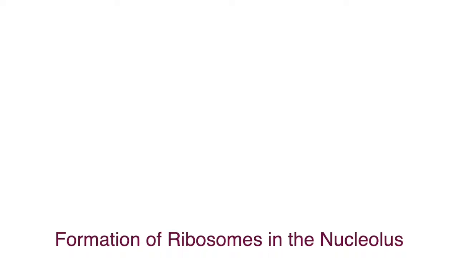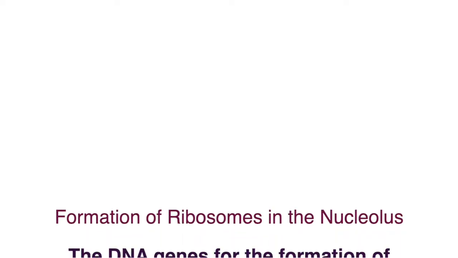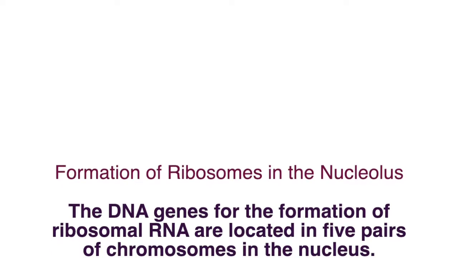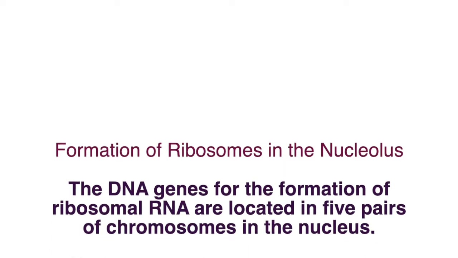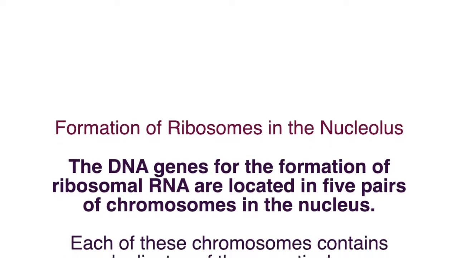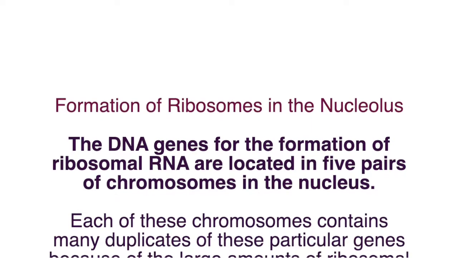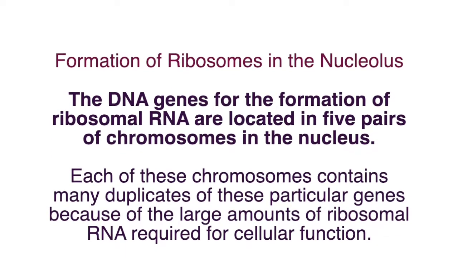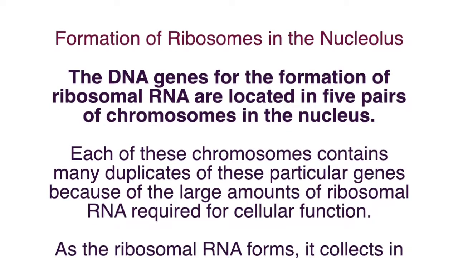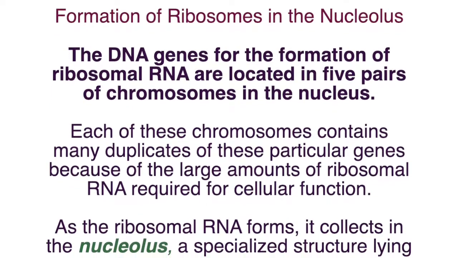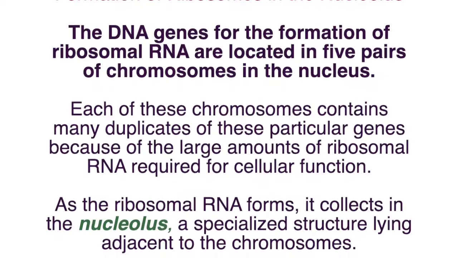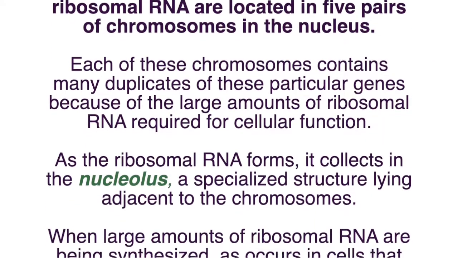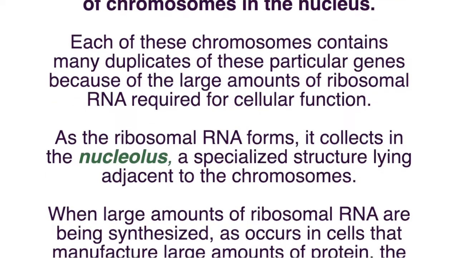Formation of ribosomes in the nucleolus. The DNA genes for the formation of ribosomal RNA are located in 5 pairs of chromosomes in the nucleus. Each of these chromosomes contains many duplicates of these particular genes because of the large amounts of ribosomal RNA required for cellular function. As the ribosomal RNA forms, it collects in the nucleolus, a specialized structure lying adjacent to the chromosomes.